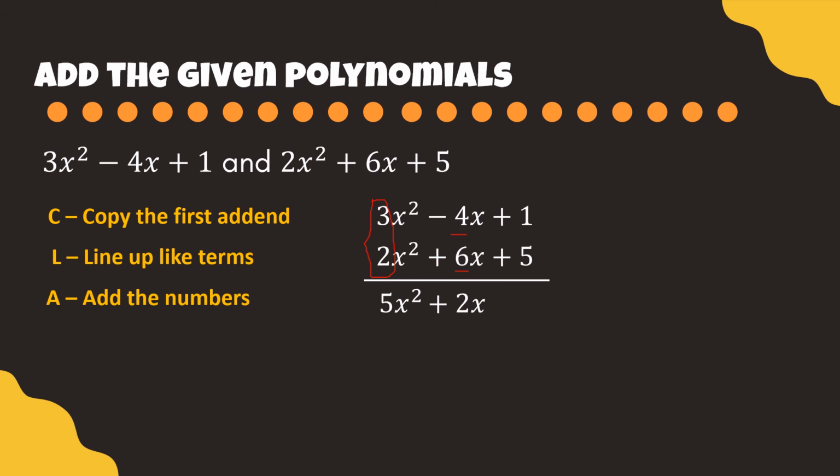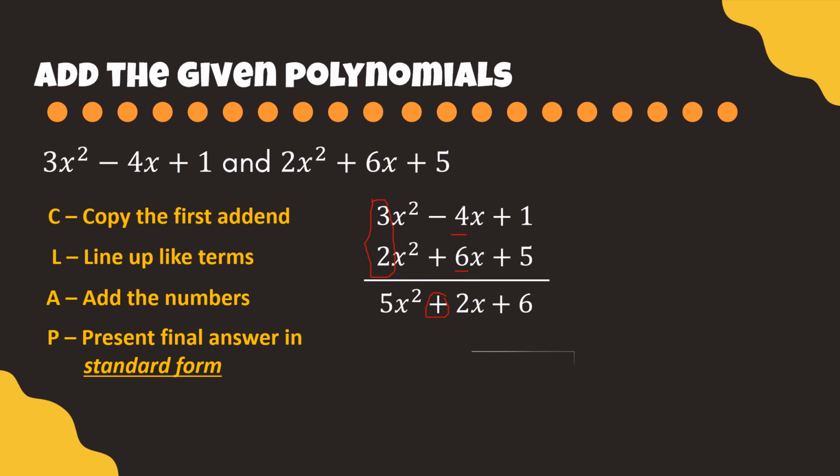So, 6 minus 4 is 2. We're going to adapt positive since 6 has bigger value than 4. Then next, we have 1 plus 5. It would give you 6. Okay. For P, present final answer in standard form. For the final answer, we have 5x squared plus 2x plus 6.